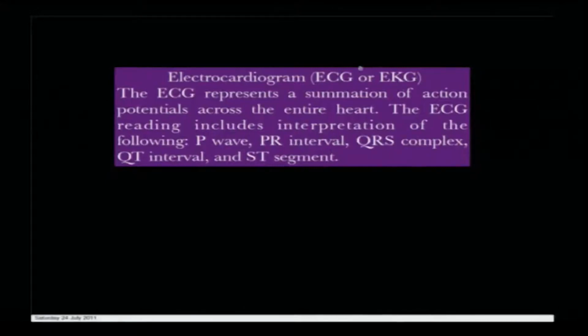In the same way in EKG, what do you do? ECG represents the summation, the algebraic addition of all the electrical phenomena, and ECG reading includes interpretation of the following: P waves. There are different waves that you see. If you go to the doctor, you will see a P wave, PR interval, QRS complex, QT interval, and ST segment. Do not get worried, these words at this point will sound like Greek and Latin, but very soon it will be very clear.